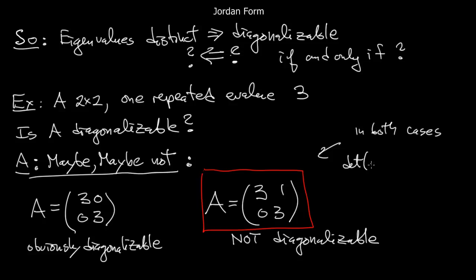In both cases, the characteristic equation is just 3 minus lambda squared. So you can't tell the difference between these 2 matrices just by looking at the characteristic equation. There's something more that you need to know to determine what the situation is.